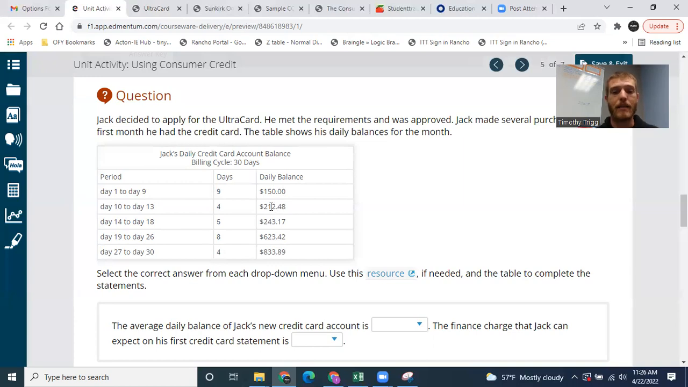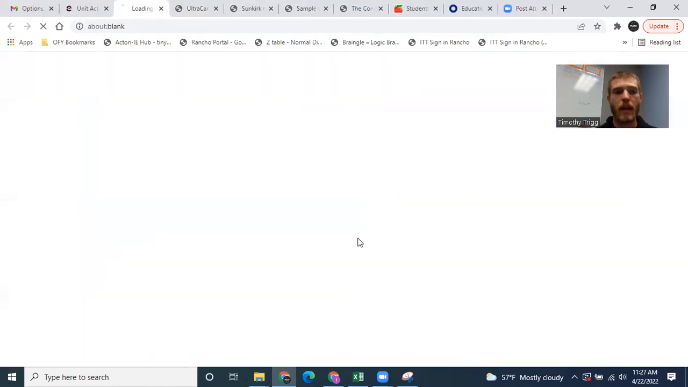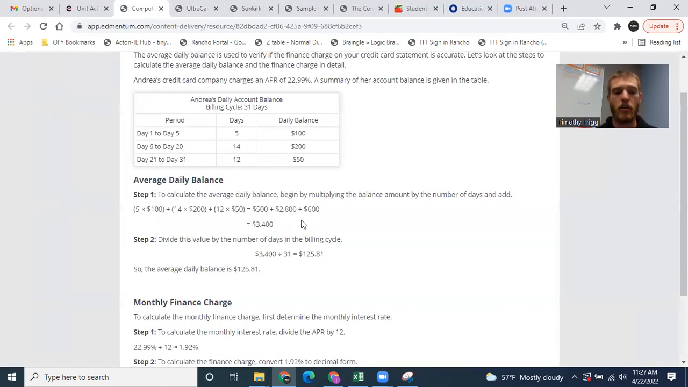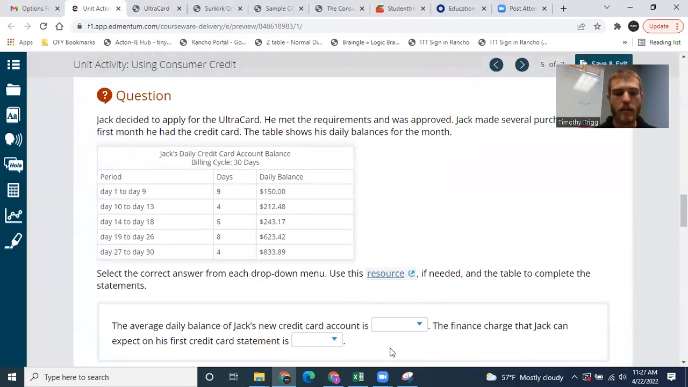So now his balance is higher. And on day 14, he made another purchase, and his balance is higher. His balance is going up as he continues to make purchases. So what we want to do is find the average daily balance of Jack's new credit card account. How do we find the average daily balance? You can click on this resource and it gives you a good example of how to do it, but we're going to walk through it step by step.